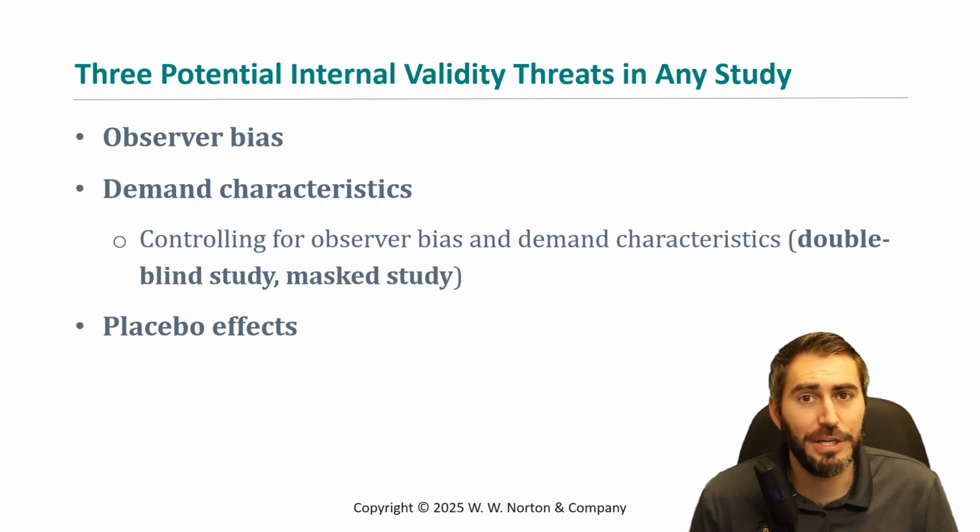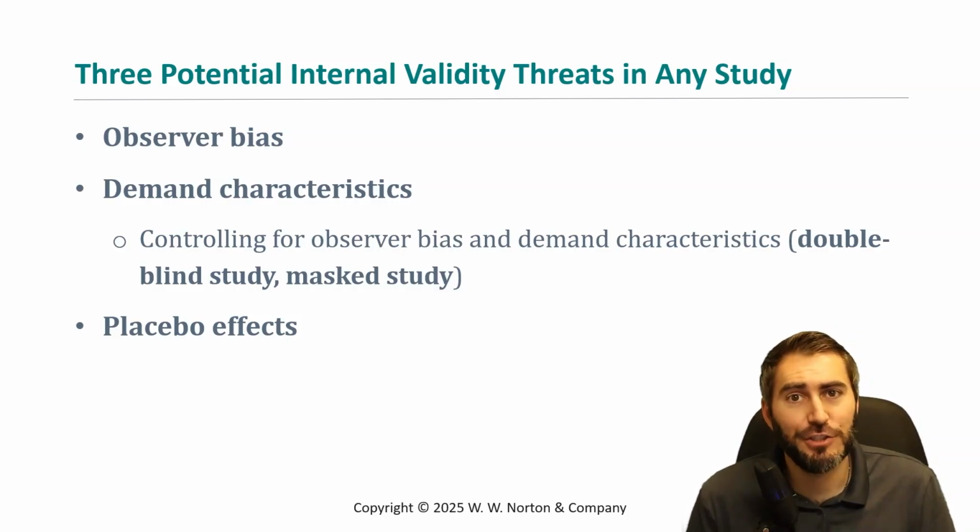Even if Dr. Yuki used a no therapy comparison group, observer bias could still occur. If she knew which participants were in which group, her bias could lead her to see more improvement in the therapy group than in the comparison group. Demand characteristics is bias that occurs when participants figure out what a researcher's study is about and change their behavior in the expected direction.